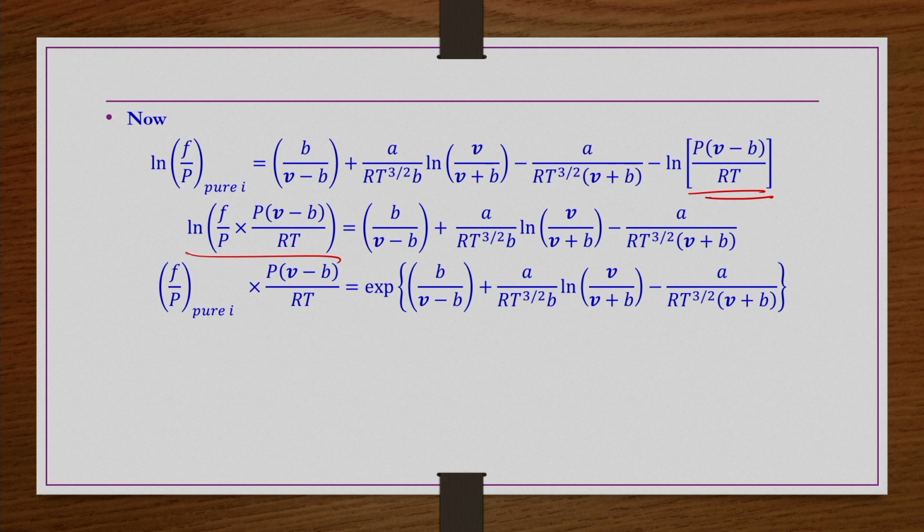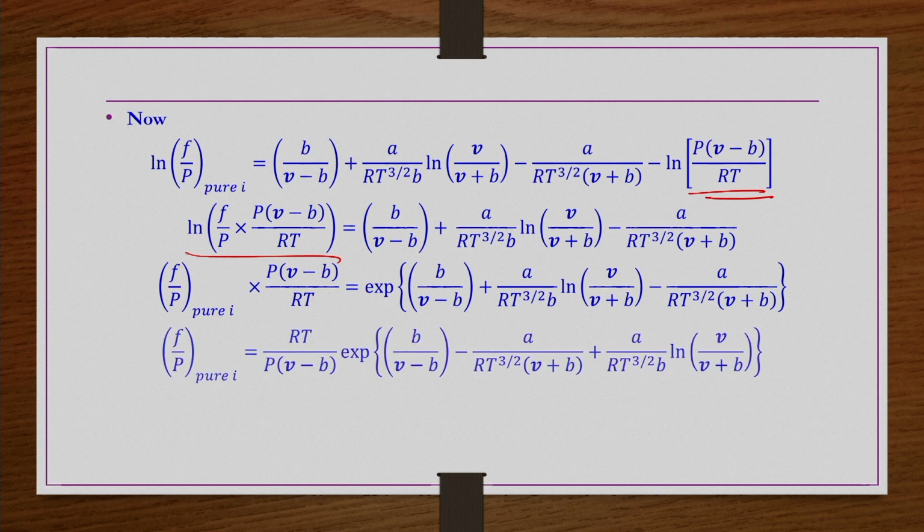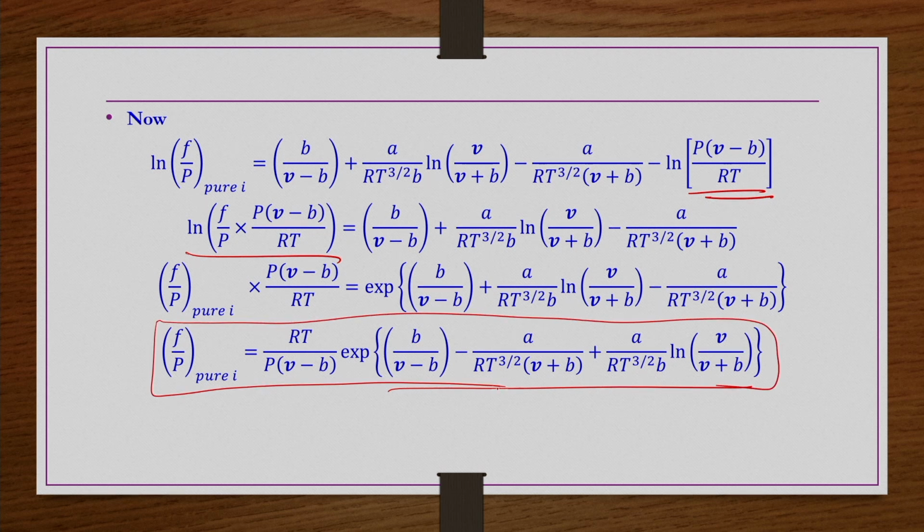So, now I can take the exponential, removing the ln, because I want the expression for f pure i. So, then this is what I am having. That means f by P pure i I can write as R T by P V minus B times the exponential of this term as it is. Okay. So, now we have a final expression for the fugacity of pure component i if the equation of state is described by the Redlich-Kwong equation, given in a pressure explicit form. Then the fugacity of that pure component is nothing but this one.